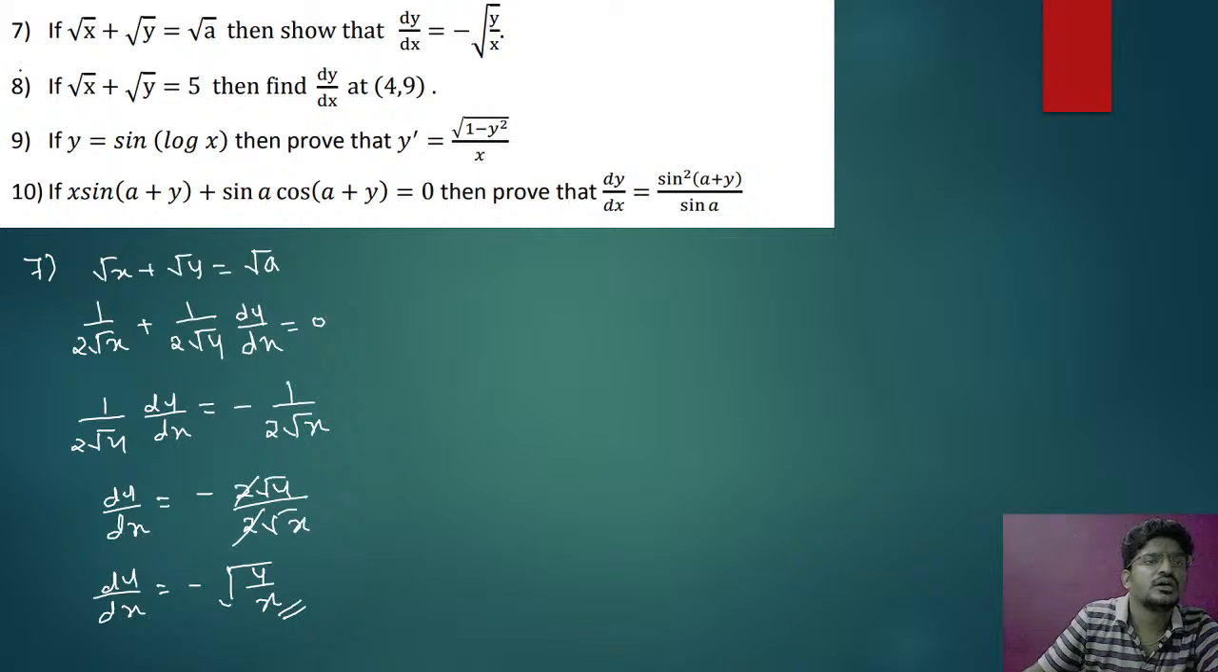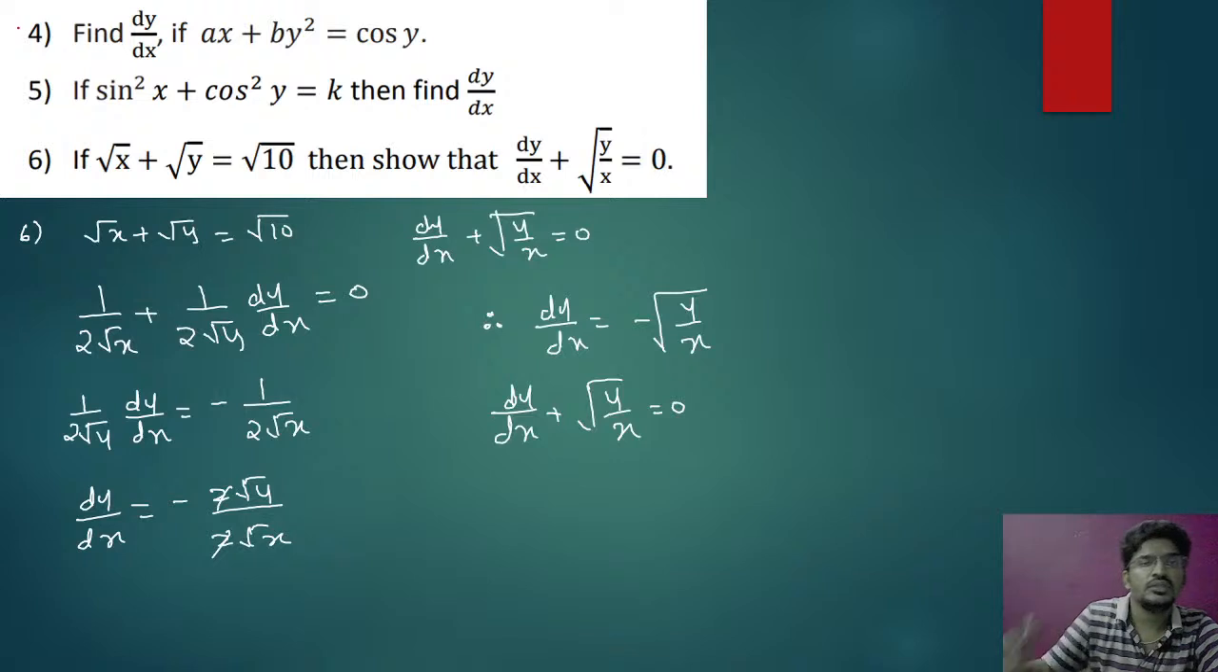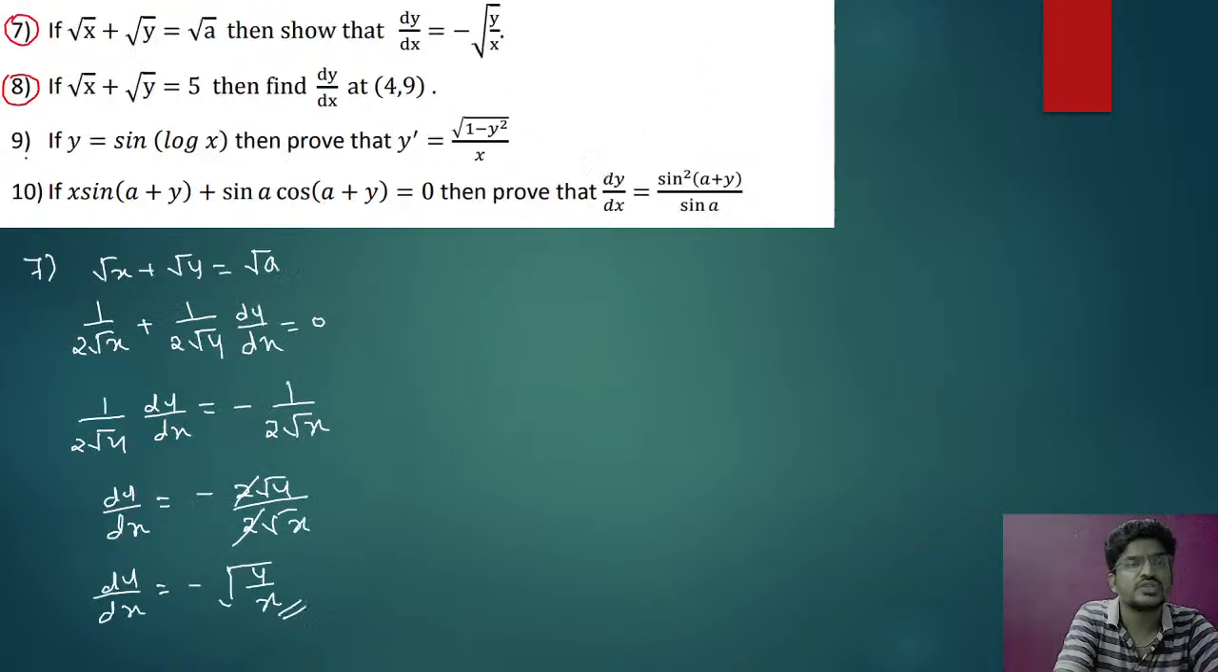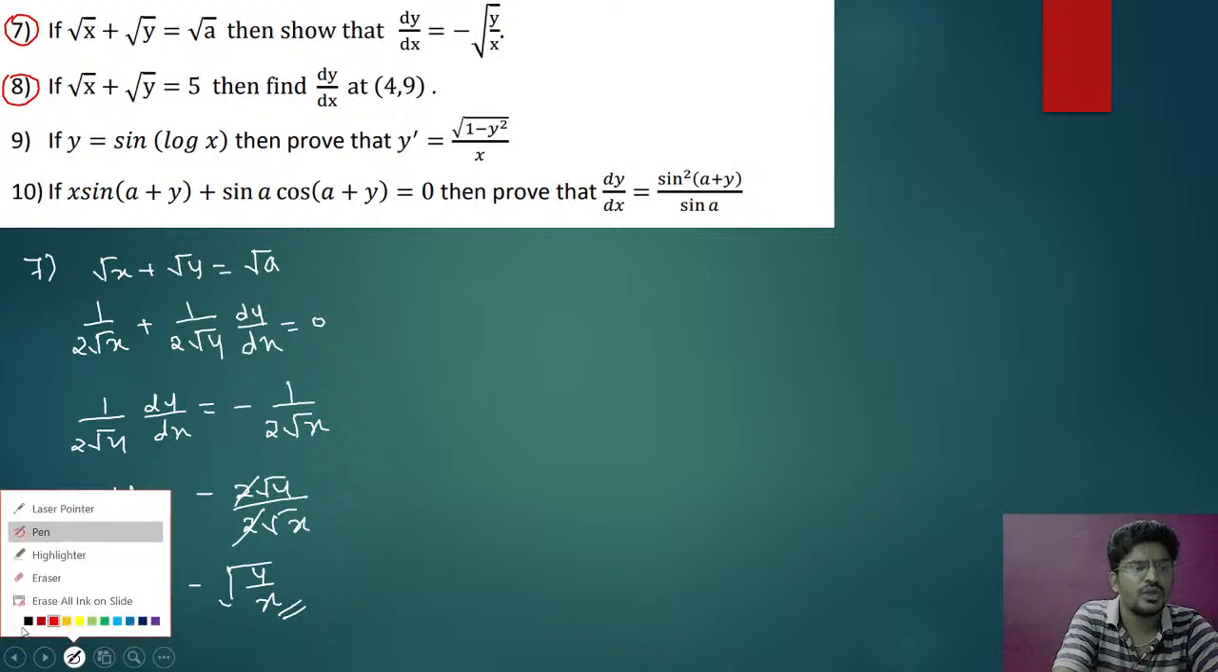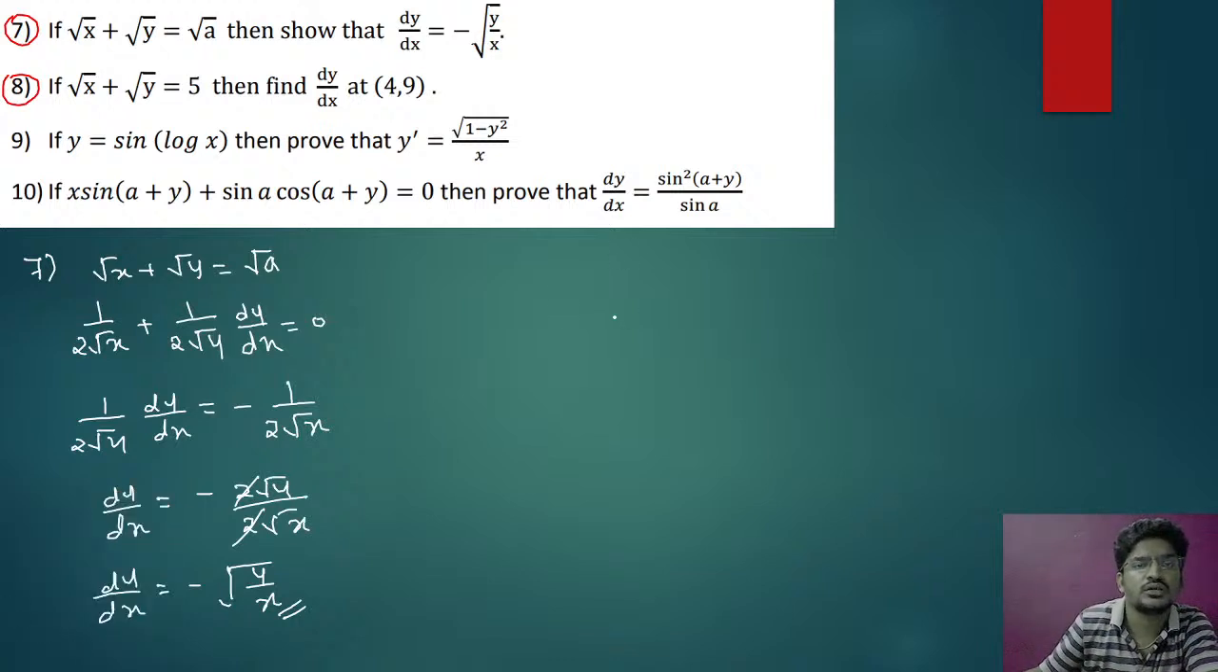See, 8th problem, 7th problem and 6th problem. All 3 problems are same, so that you can simplify them very easily. So if you have any doubts, you can just ask, no problem. I will go for the 8th one.